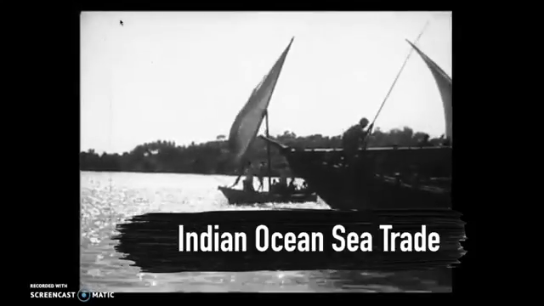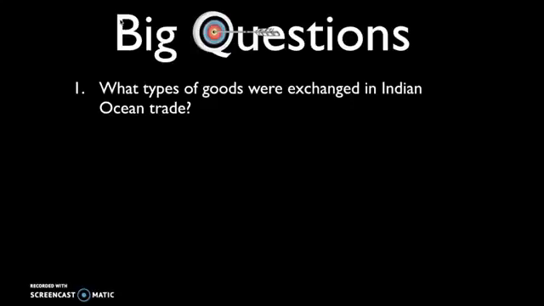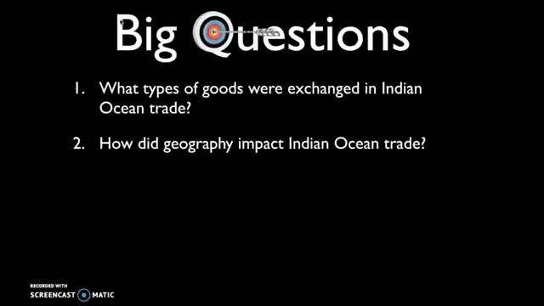Welcome back, young scholars. In this video, we will be discussing the second major trans-regional trade network, which is the Indian Ocean sea lanes. The big questions you should be able to answer after watching this video are: first, what types of goods were exchanged in the Indian Ocean trade?